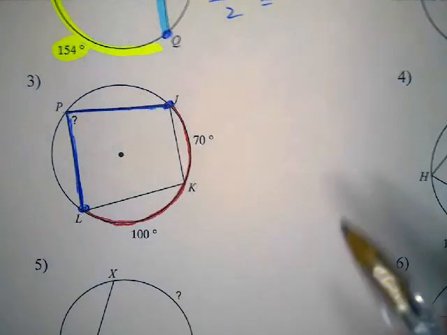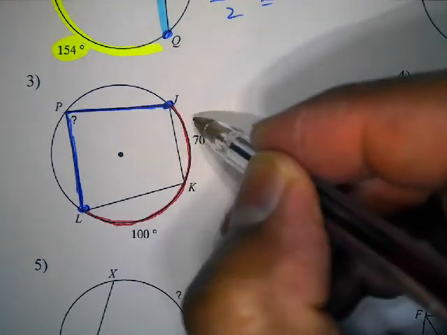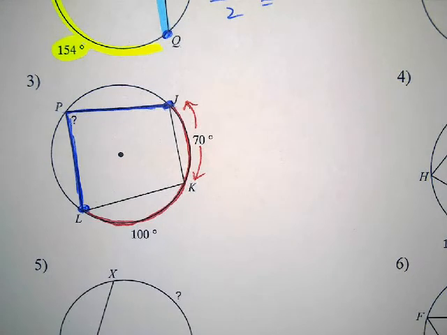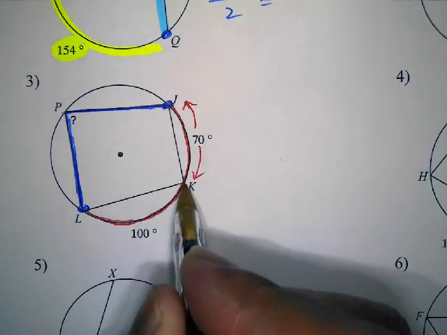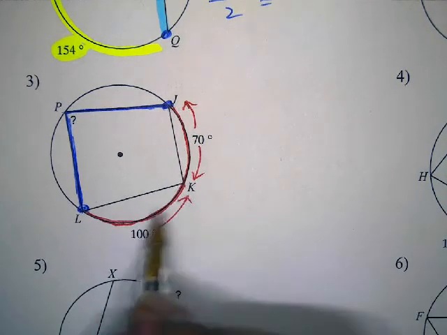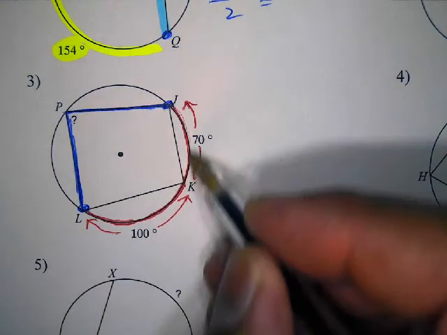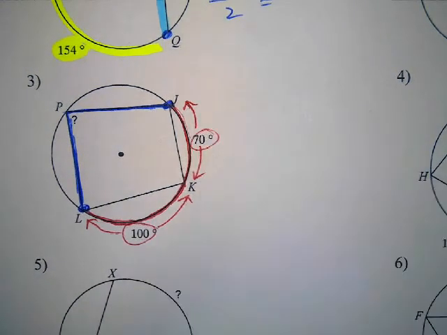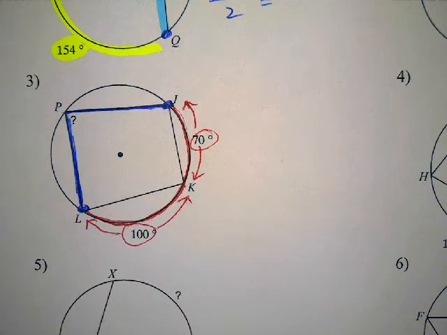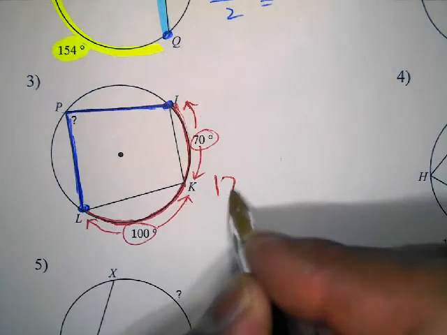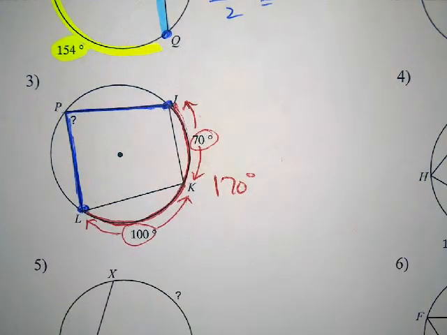Well, why does this have 100 and why does this have 70? Well, because from here to here is 70, and then it picks up from this point, and it goes from here to here is another 100. So what's the total amount if I add the 100 and the 70? Well, this means that this arc is 170.